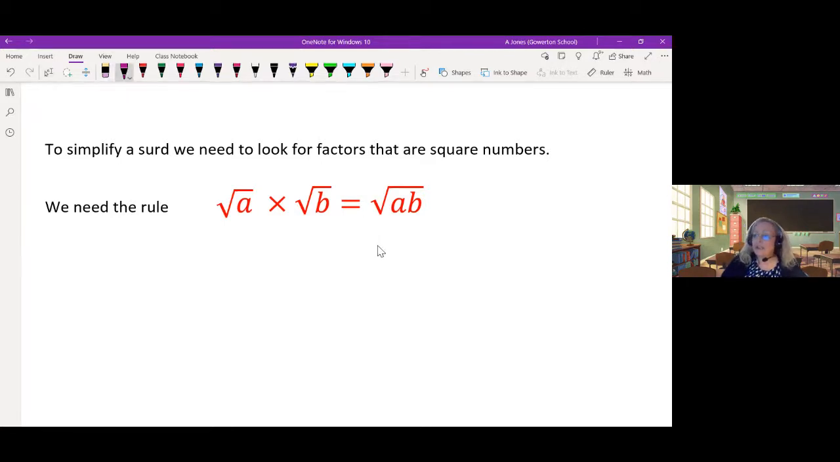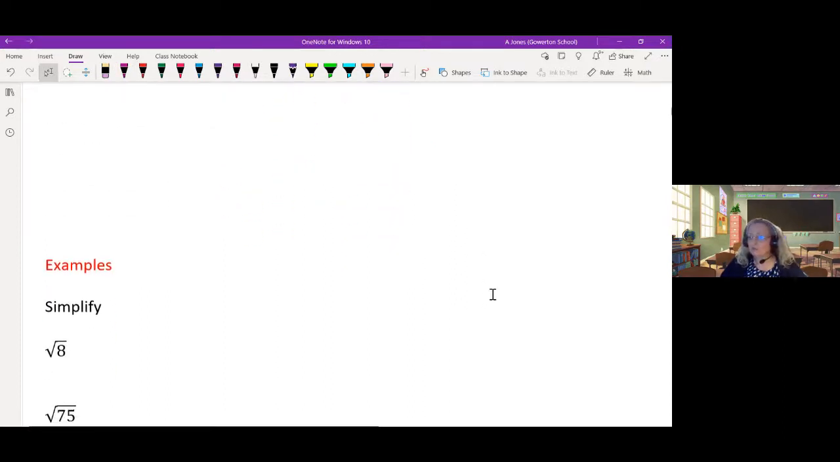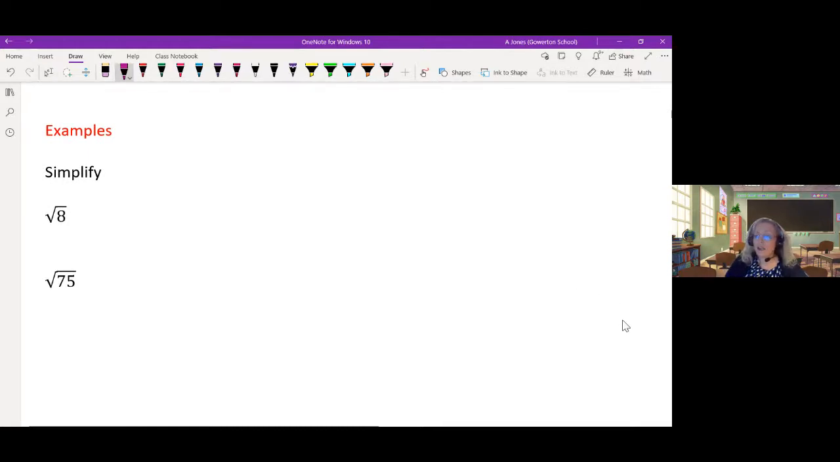And the rule that we need is that the root of A multiplied by the root of B is equal to the root of A multiplied by B. And we're going to have a quick look at how we would use that now. So I've got a couple of examples here, and the first one is simplify the root of 8, and the second one simplify the root of 75.